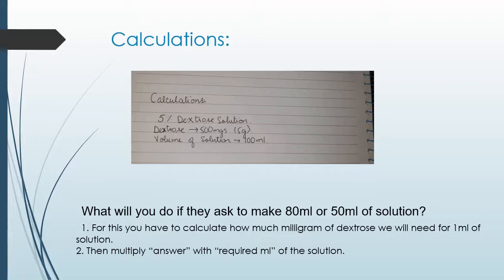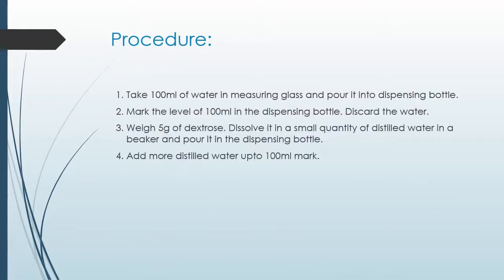Now if the question comes, what will you do if they ask you to make 80 ml or 50 ml of solution? The answer and calculations are same like we have done for saline. Number 1, you have to calculate how much dextrose we need for 1 ml. For this we have to divide 5 by 100 and we multiply answer with our required solution. The procedure for making dextrose and saline solution are same. The points are same, only we are going to replace sodium chloride with dextrose.